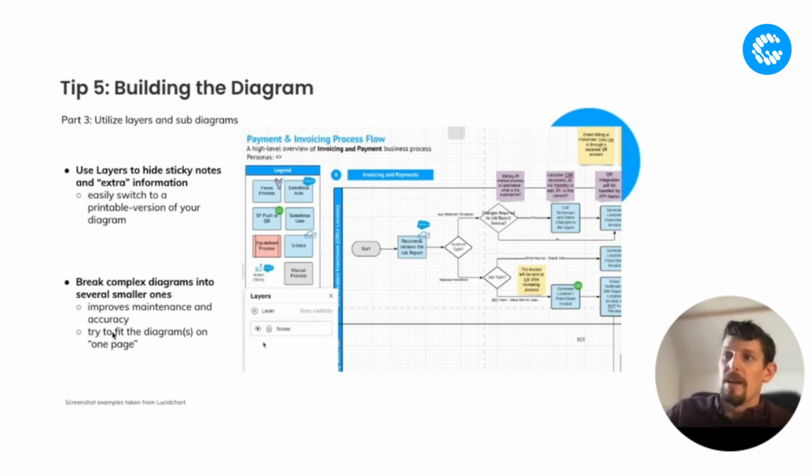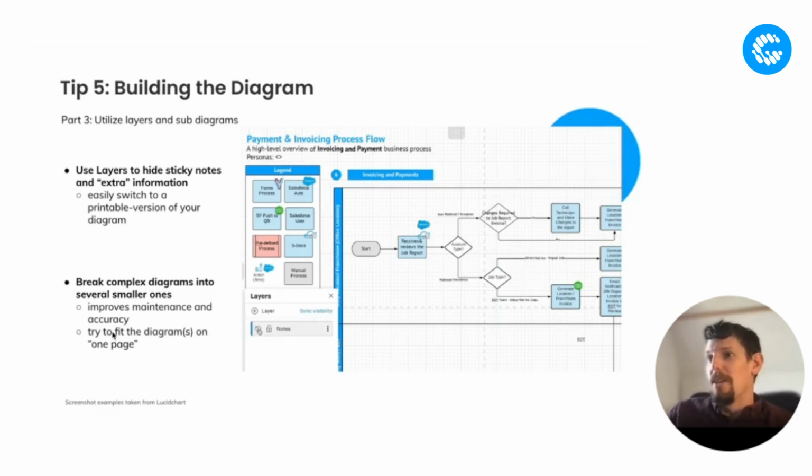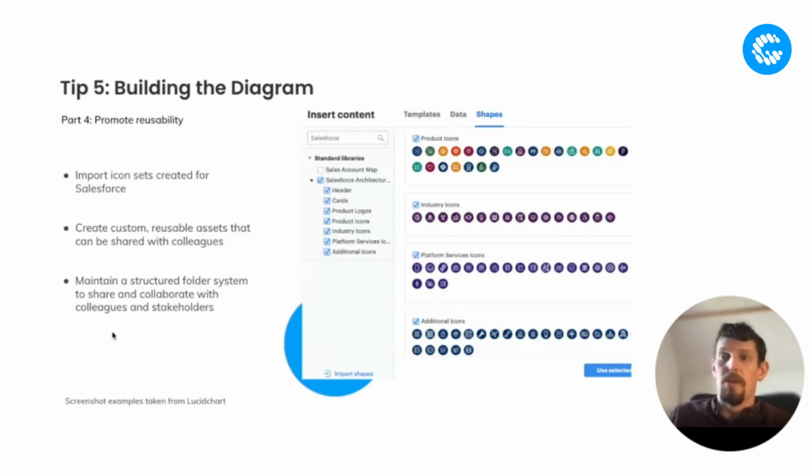All right, and this is my final slide, I promise. Building the diagram. This is to promote reusability. Even once you build your templates and your diagram, how do you help the next person coming down with the same journey? There are multiple ways to do it. One, reuse standard icon sets. Salesforce provides icon sets. This is the Lucidchart example again.